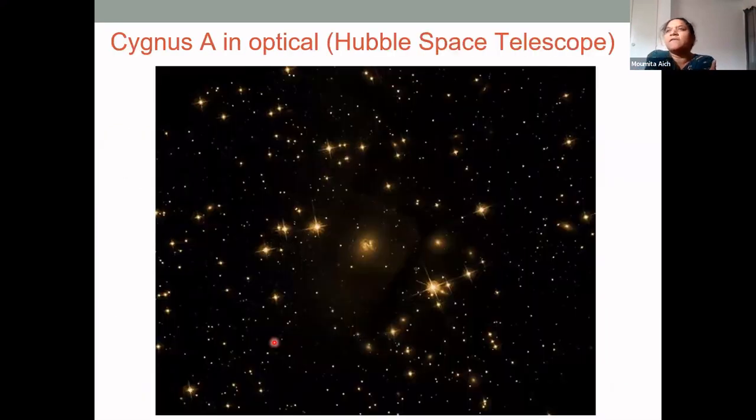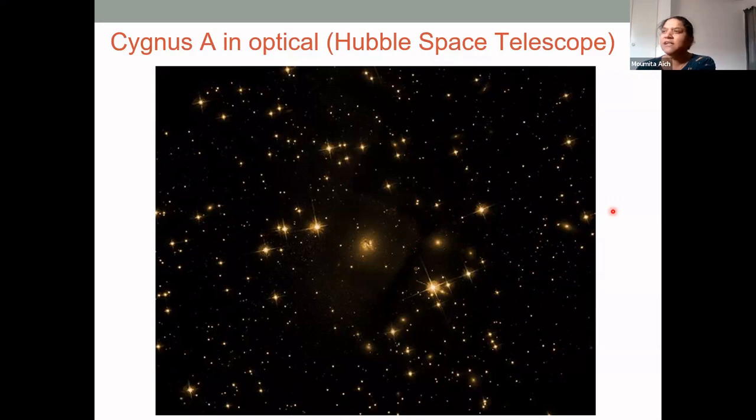Again, a very quick view of why we need radio. This is Cygnus A, known as one of the largest, strongest sources of radio emission. In optical, I couldn't find the JWST image for Cygnus A, but this is what you see in HST. It's quite pretty, but there are a lot of missing things which you cannot see in the optical.